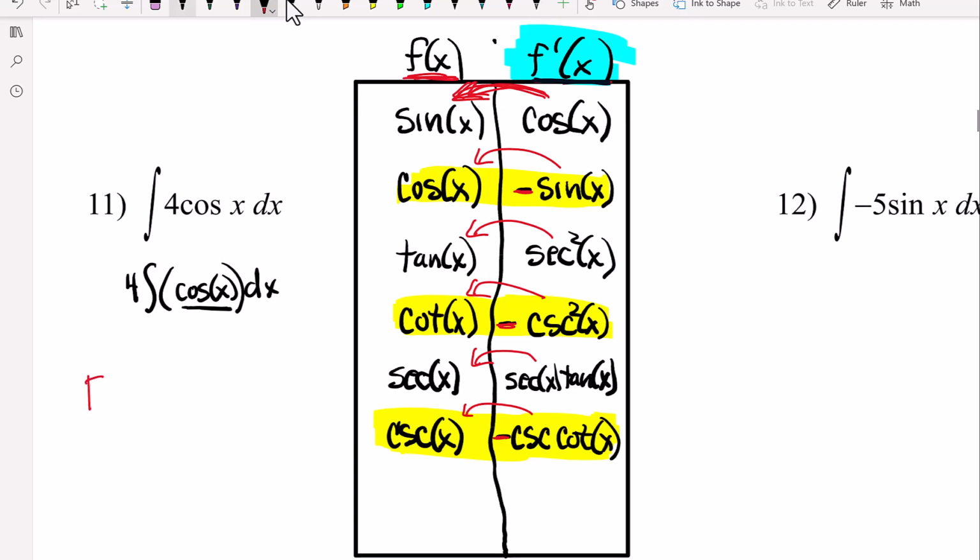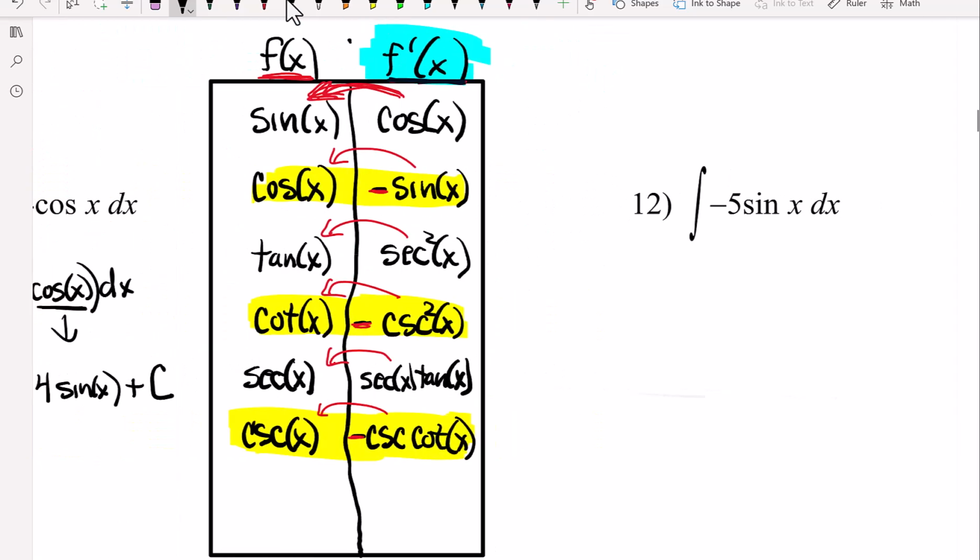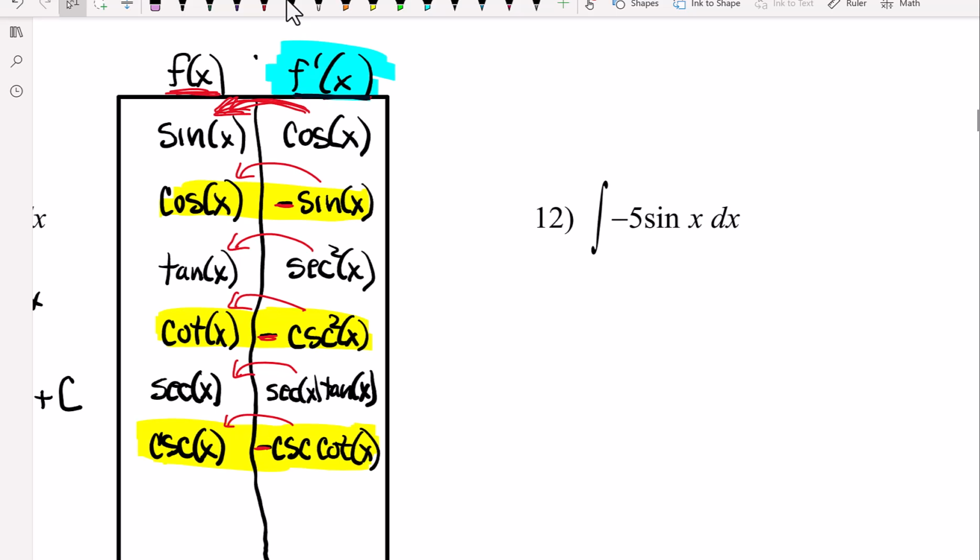So 4 is the multiplier. The integral of cosine is sine. Then remember, plus that constant. Okay. So we're here on this next one.